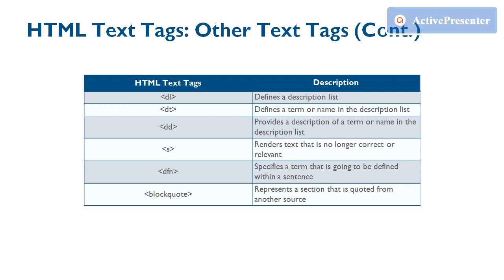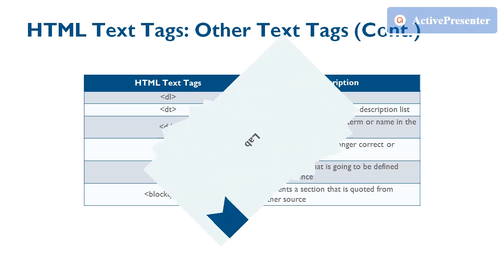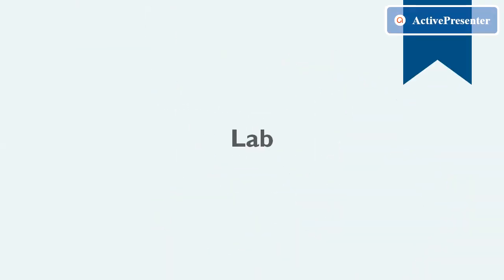S renders text that is no longer correct or relevant. DFN specifies a term that is going to be defined within a sentence. So basically it's a definition. Block quote represents a section that is quoted from another source. So now let's take up a lab session wherein we'll try and use all the previously discussed tags and see what they look like when we run the code.